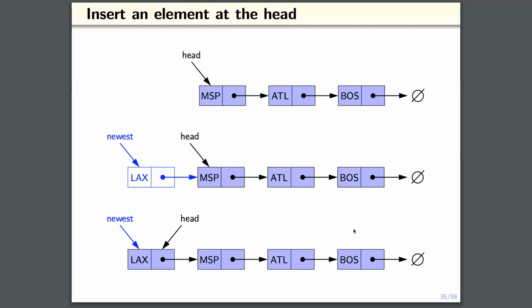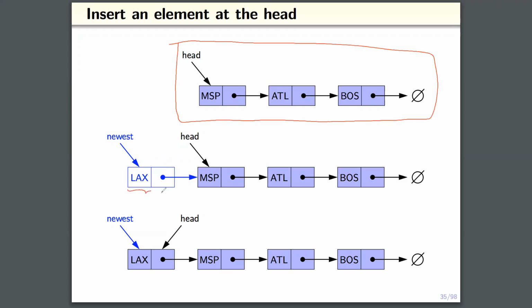Now, let's look at the basic functions. Insert at the head node. So you want to insert a new node just before head as the first node, right? So insert at first or add first really means this. So you have this SLL. This was your original singly linked list. You want to add a new node, and that new node is, say, LAX. So what you do is call that newest, right? You can use any name. Let's call it newest node.